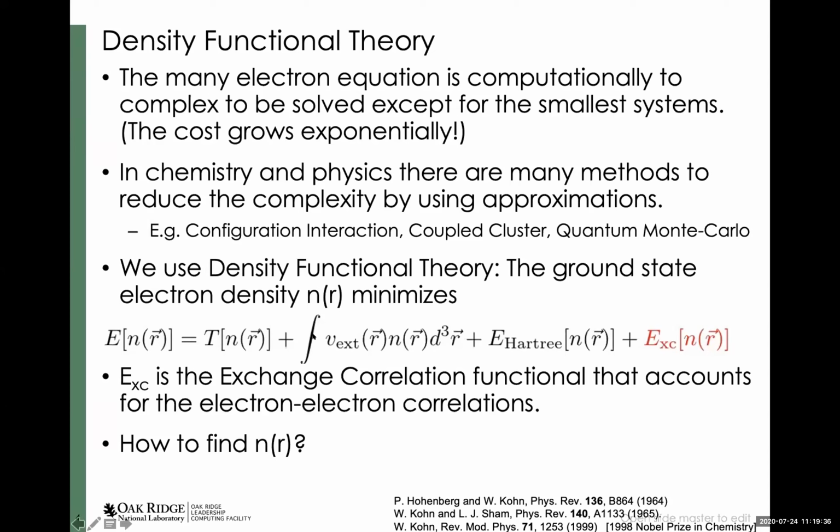So we have here the kinetic energy, that's T, then the interaction of the electrons with the external potential, the Hartree energy, which is basically the electron-electron interaction, and then in red here, this exchange correlation functional. That is basically the carpet under which we brush everything we actually don't know about how the electrons interact, what comes from the many bodies.